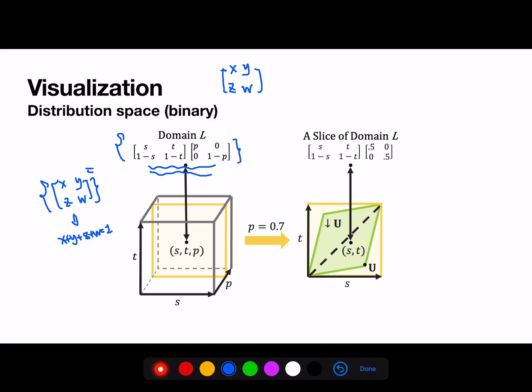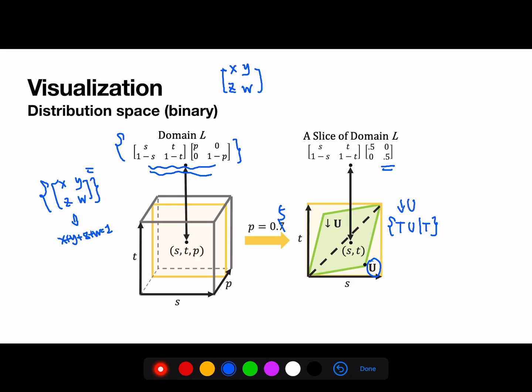The reason I use S, T, P is that S, T and P all belong to 0 to 1, while if we use X, Y and Z they have some constraint. Then all possible joint distributions can be seen as a cube. We pick a slice of this cube by fixing P, so we only have S and T as our variables. If U is the joint distribution and we want to draw the lower set, remember the lower set is all possible TU, where T is any transition matrix, and this is the lower set of U.